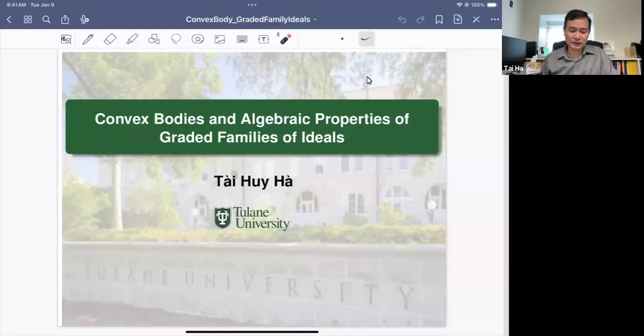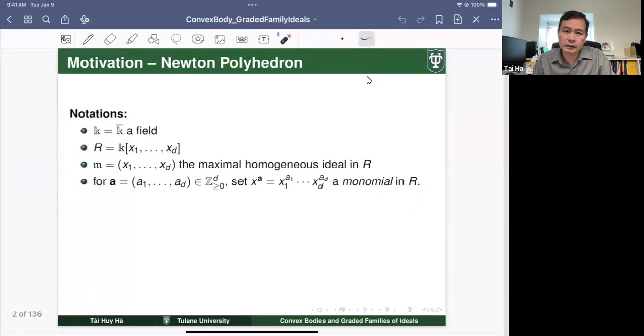Well, thank you, the organizers, for allowing me to give my talk here, and thank you all for attending. In today's talk, I'd like to tell you about some connection between algebraic properties of graded families of ideals with combinatorial data from associated convex bodies, or convex regions more generally. Let me begin with the motivations in a very simple setting that most of us are familiar with.